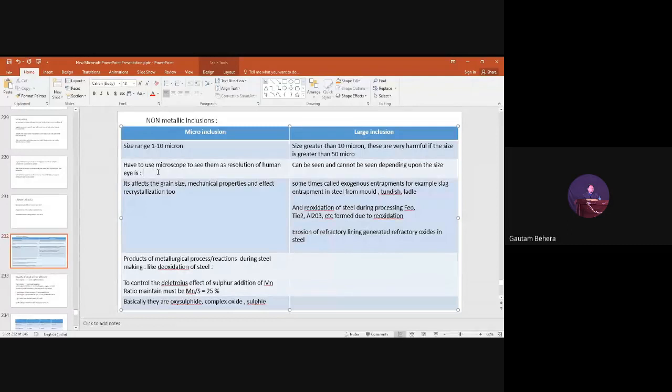Can you tell me what is the resolution of a human eye? So 0.2 mm.